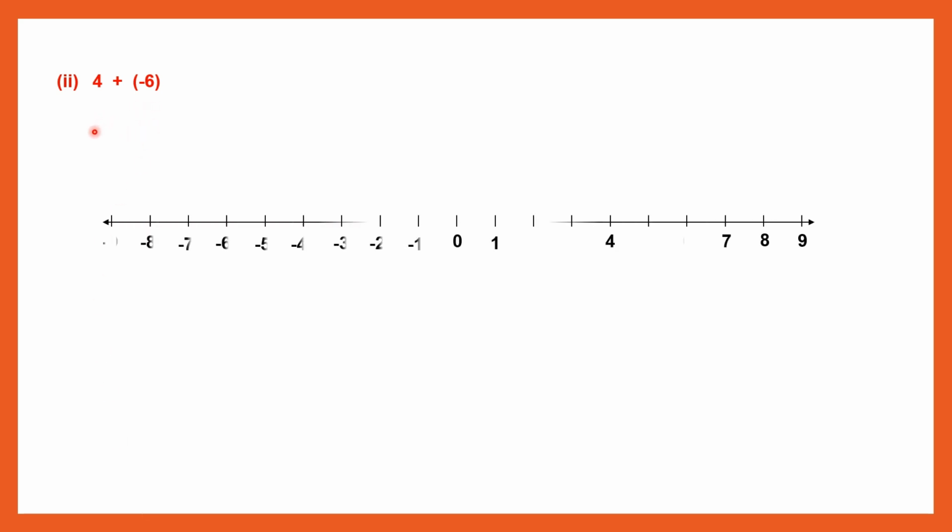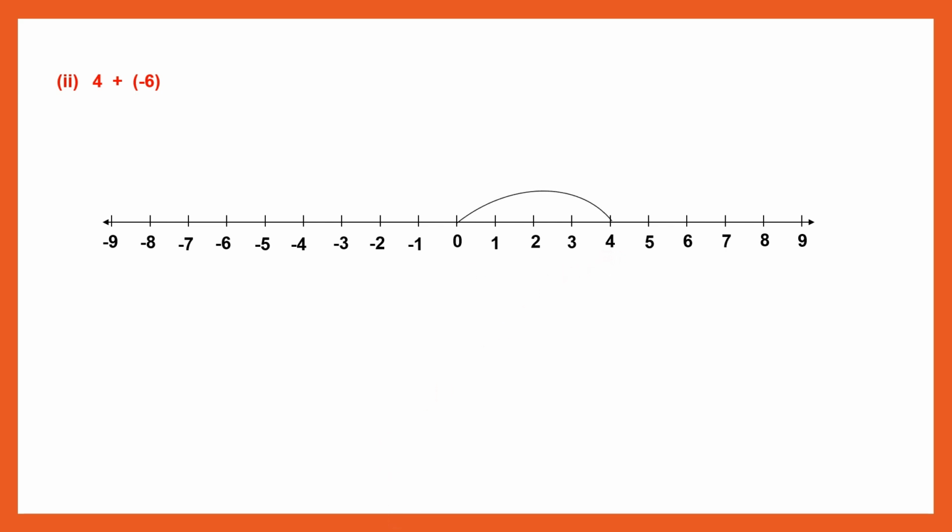Second question, 4 plus minus 6. So first thing is draw your number line. Remember the arrowheads on both sides. 0. Then we have negative numbers as well as positive numbers. Now the first number is 4. That means you start at 0 and you go up to 4. So draw the first curve like this.